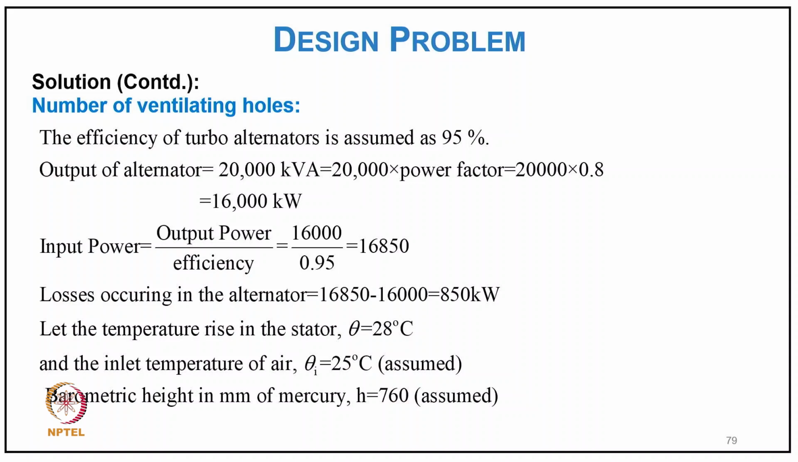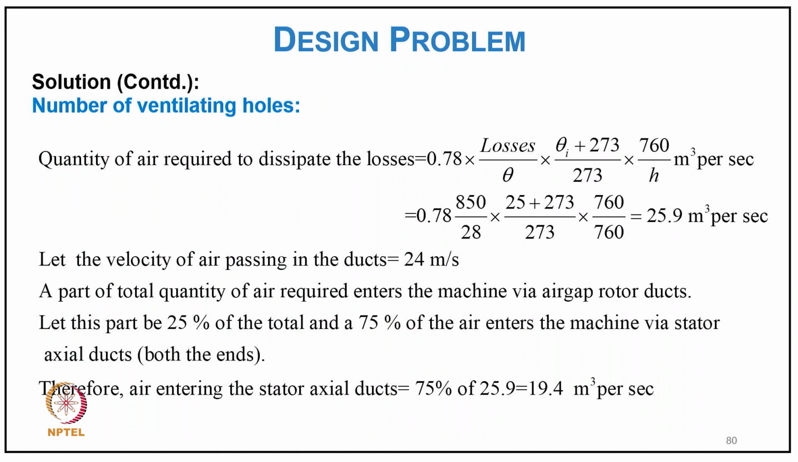So barometric height in millimeters of mercury is 750, H equal to 750, assume. Now calculating the number of ventilating holes. The quantity of air to be let in is 0.78 losses by theta into theta plus 273 plus 761 meter per second. Putting the value, it comes to 25.9 meter cube per second. Let the velocity of air passing the duct be 24 meter per second.